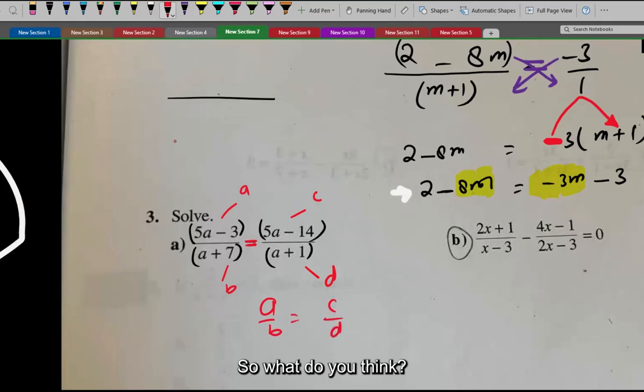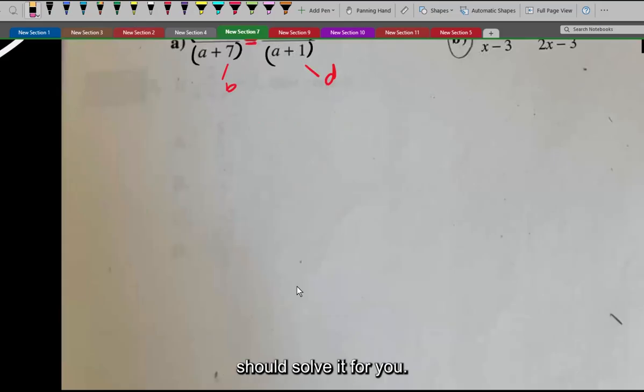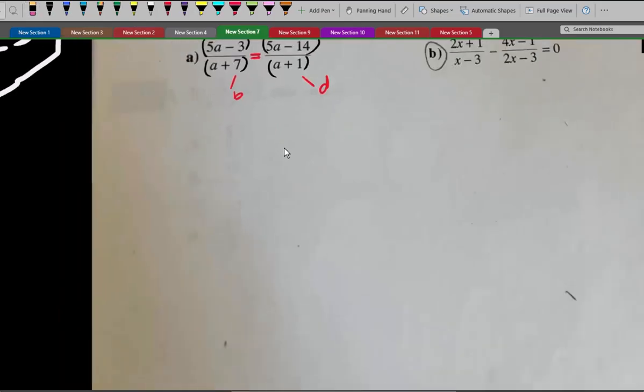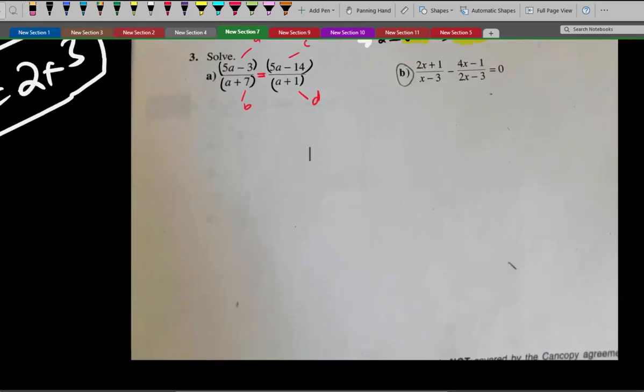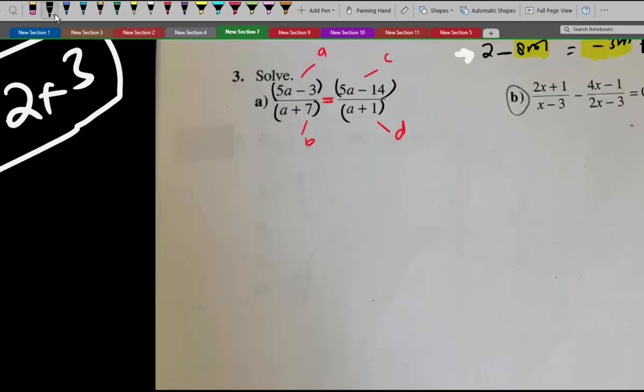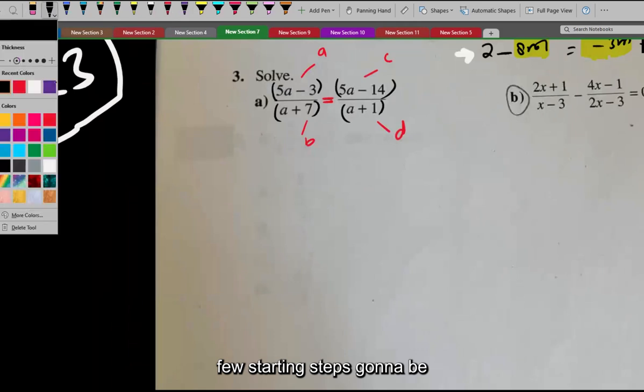So what do you think? Can you solve it or not? Or should I solve it for you? Can we solve it? Yeah, I think a few starting steps are going to be enough for you. I know that my student is quite intelligent and she can figure it out.